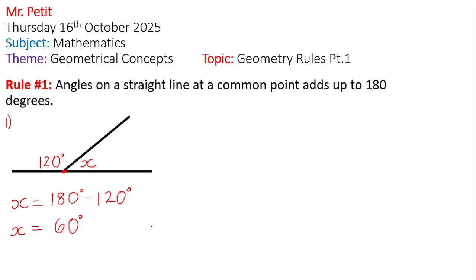How did we get 60? What did we do? You subtracted 120 from 180. So we subtract those two numbers and then we get 60. And what's the reason we subtract from 180? Because we're trying to find X. Yeah, but what's the rule that we have to keep in mind? It must add up to 180. Very good. So we're on a straight line, and we're at a common point, so it should add up to 180 degrees.